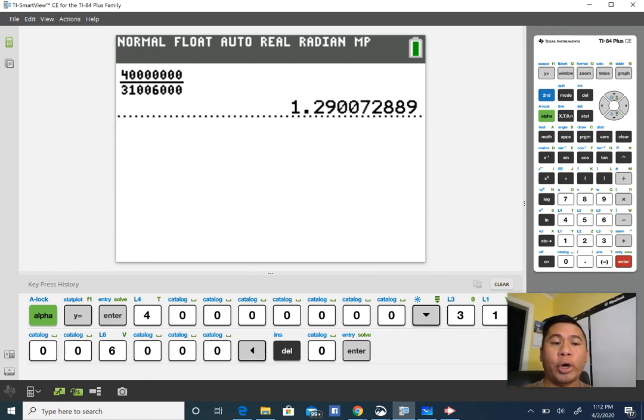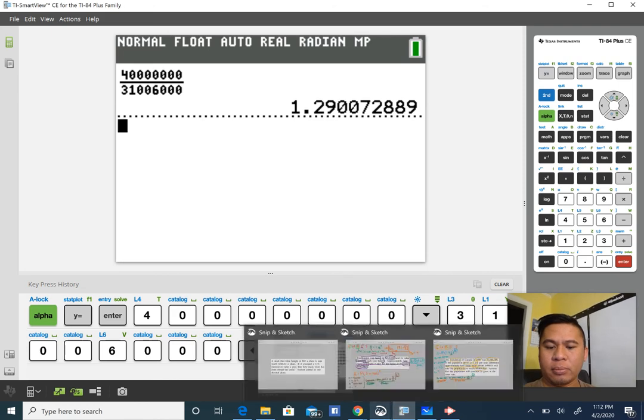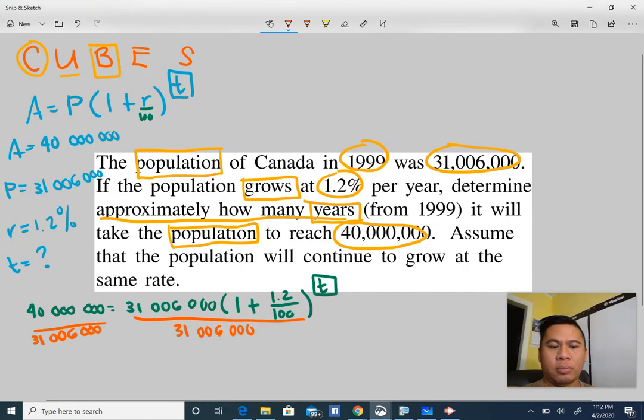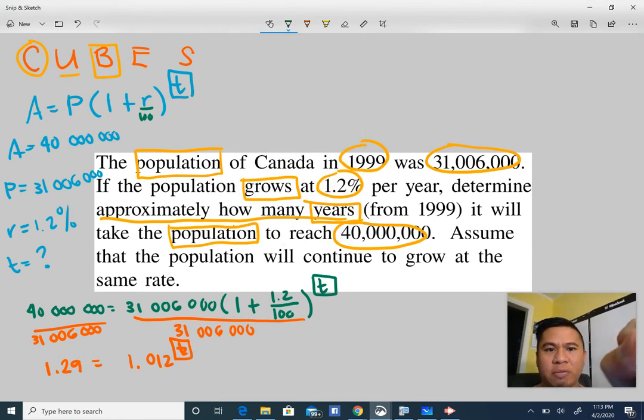So I got 1.29 as my approximate value. Again, it's 1.29. So 1.29 is equal to 1.012 raised to the T power. Again, that's the T power, so we're solving for T. What we're going to do in this case is to express this in logarithmic form. So again, we write it as follows.